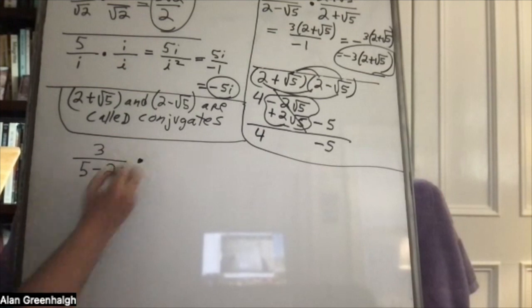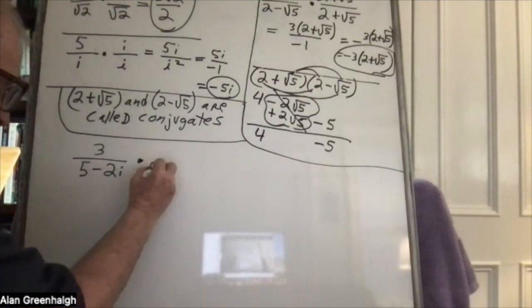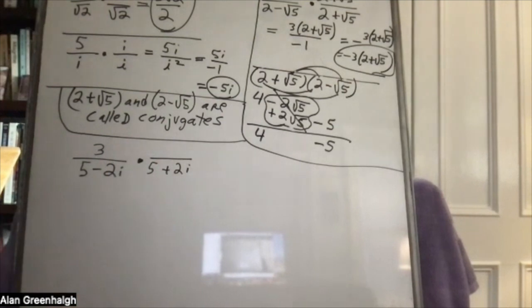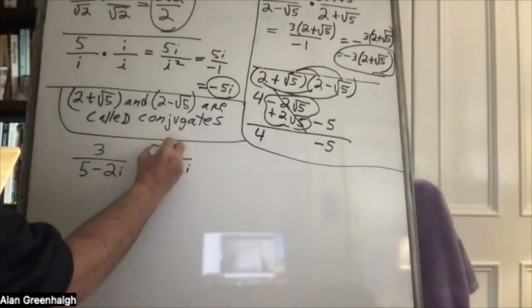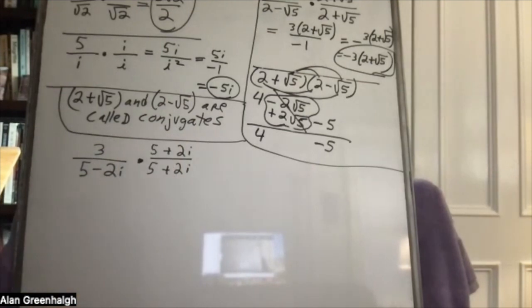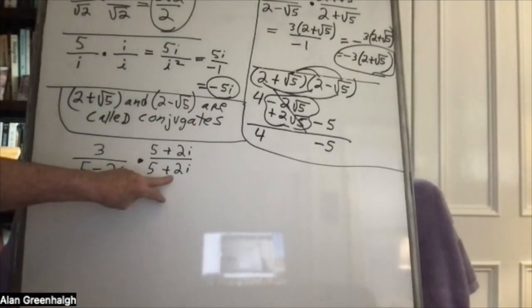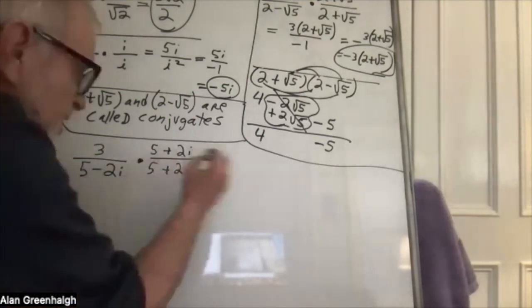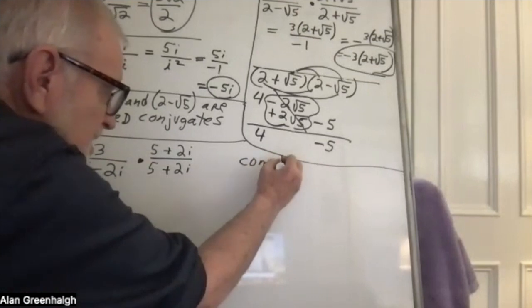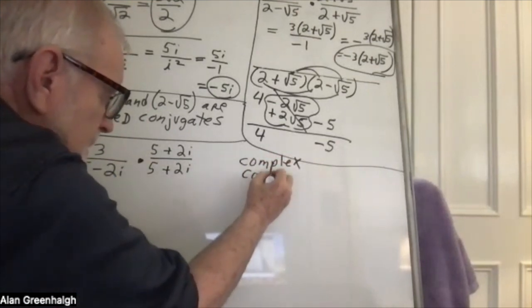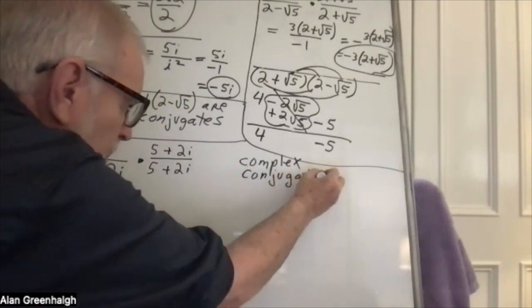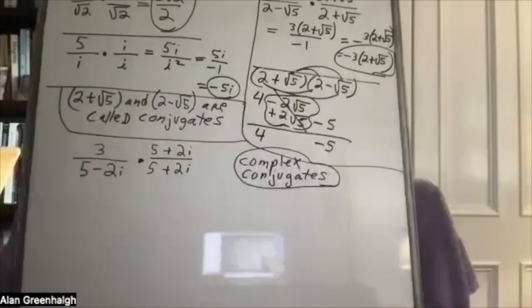It is indeed. So what is the conjugate of 5 minus 2i? 5 plus 2i. There it is. Very good. You get it. You get the extra credit. And therefore, don't forget to also multiply the numerator by the same thing. And because these are not just conjugates, but because we're talking about complex numbers, these are called complex conjugates.